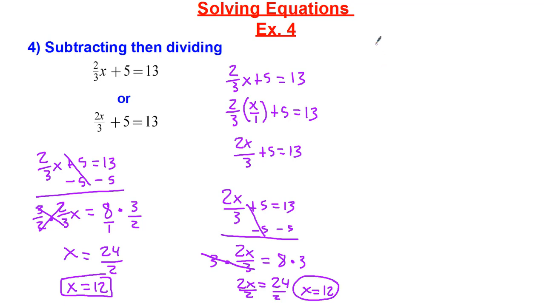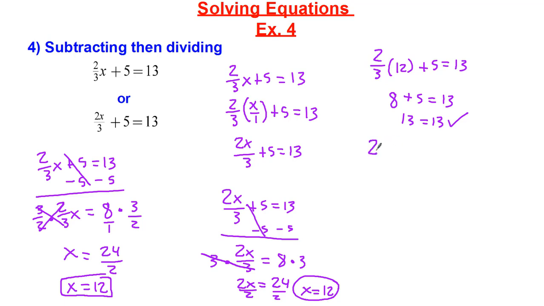Let's go ahead and plug in both just to see that we have the correct answer. Always plug in at the very end. So 2/3 of 12 plus 5 equals 13. What's 2/3 of 12? 2/3 of 12 is going to be equal to 8. 4 plus 4 plus 4 is 12. So 2 of those 4's is 8. So 8 plus 5 is equal to 13. 13 equals 13. So yeah, that's definitely correct.